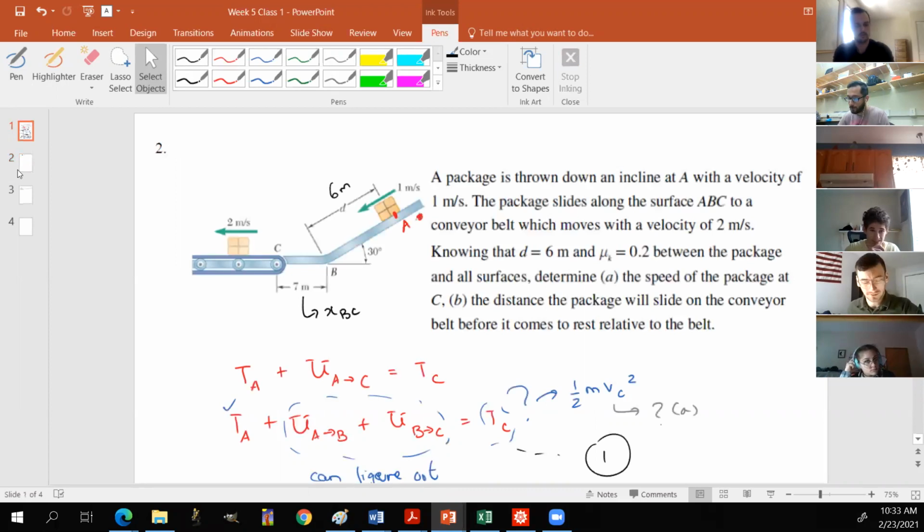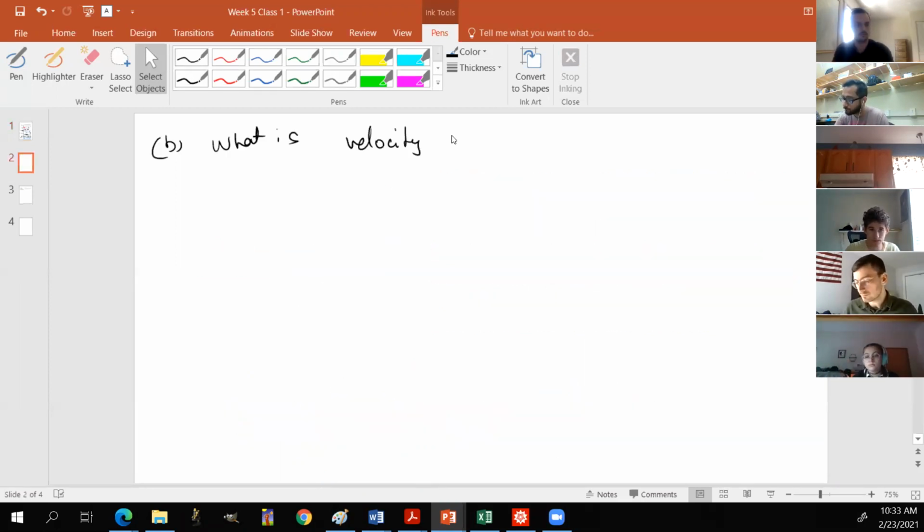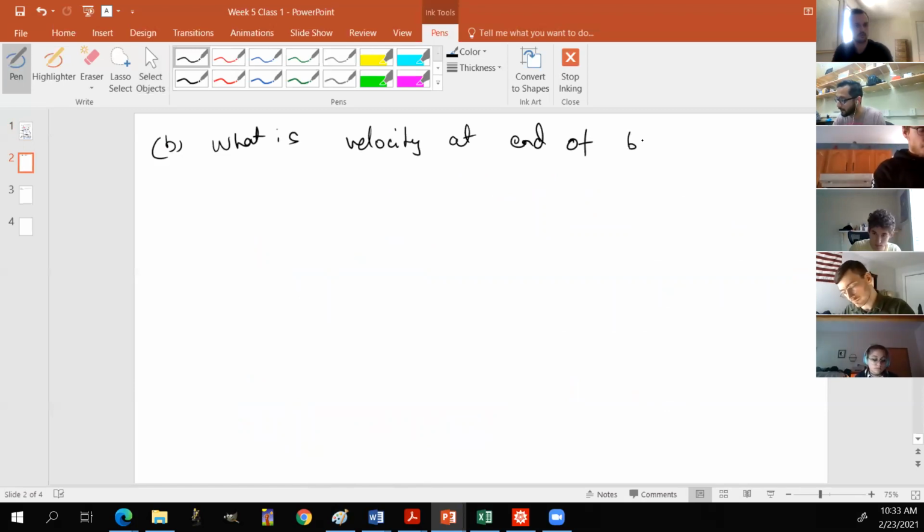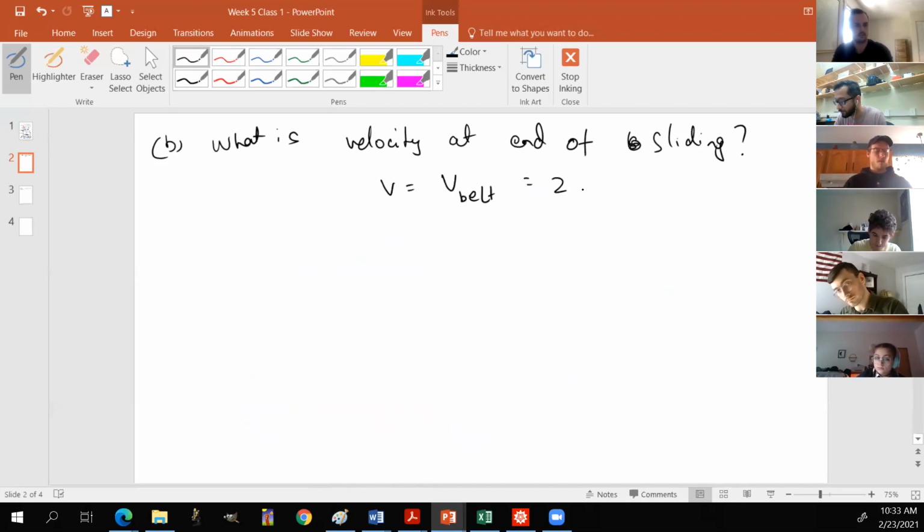So even though it's at rest relative to the motion of the belt, that doesn't mean the kinetic energy is going to be zero, because the belt is moving. What is the velocity at the end of the belt, at the end of sliding? Right, it's going to be v equals v_belt, which is equal to 2 meters per second, like that.